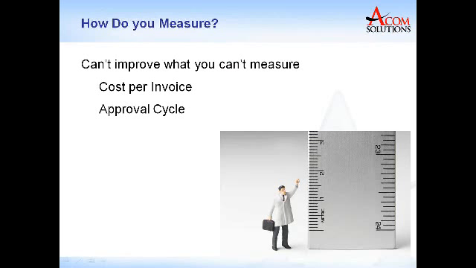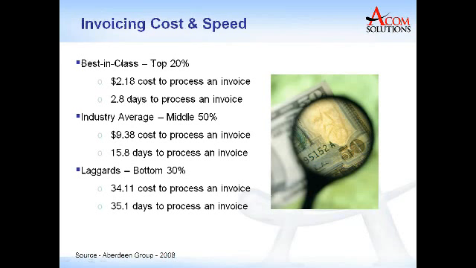Next, I'm going to take a quick minute and look at a study that was done by the Aberdeen Group. This was done back in 2007, and in it they interviewed 400 companies. These companies varied in size from 100 employees to 5,000 plus employees. They also spanned a number of different industries, and I think you'll find it very interesting how much discrepancy there is between the top 20% and bottom 30%.